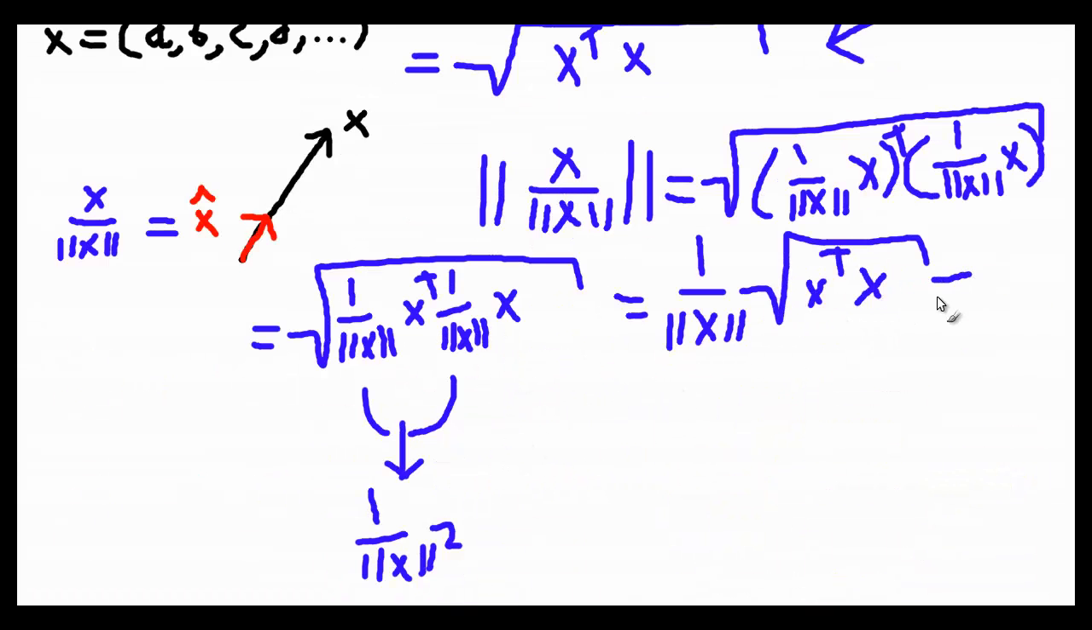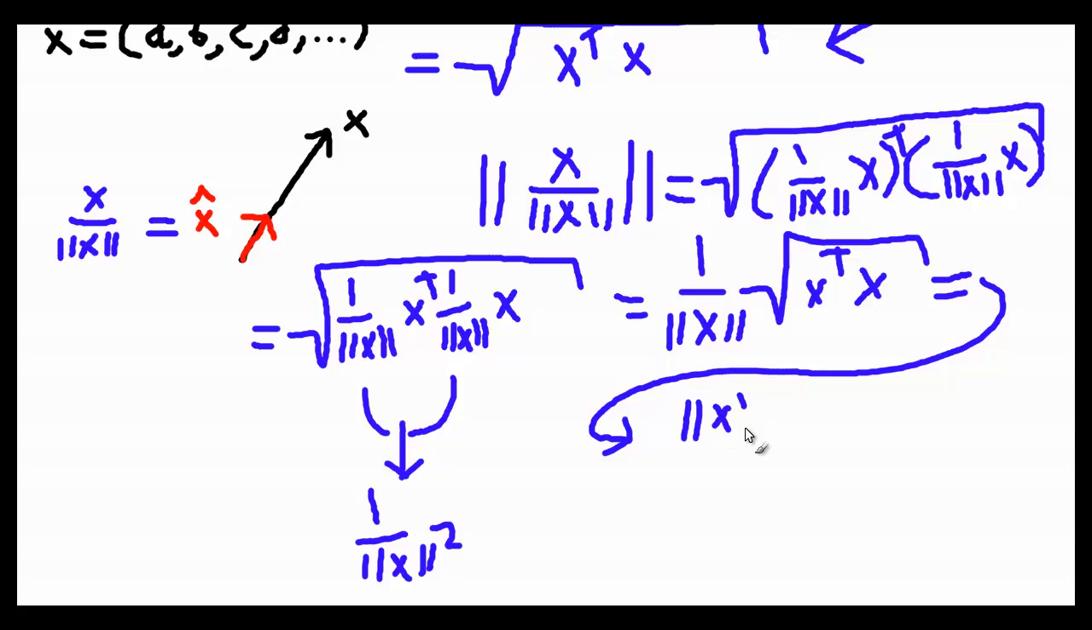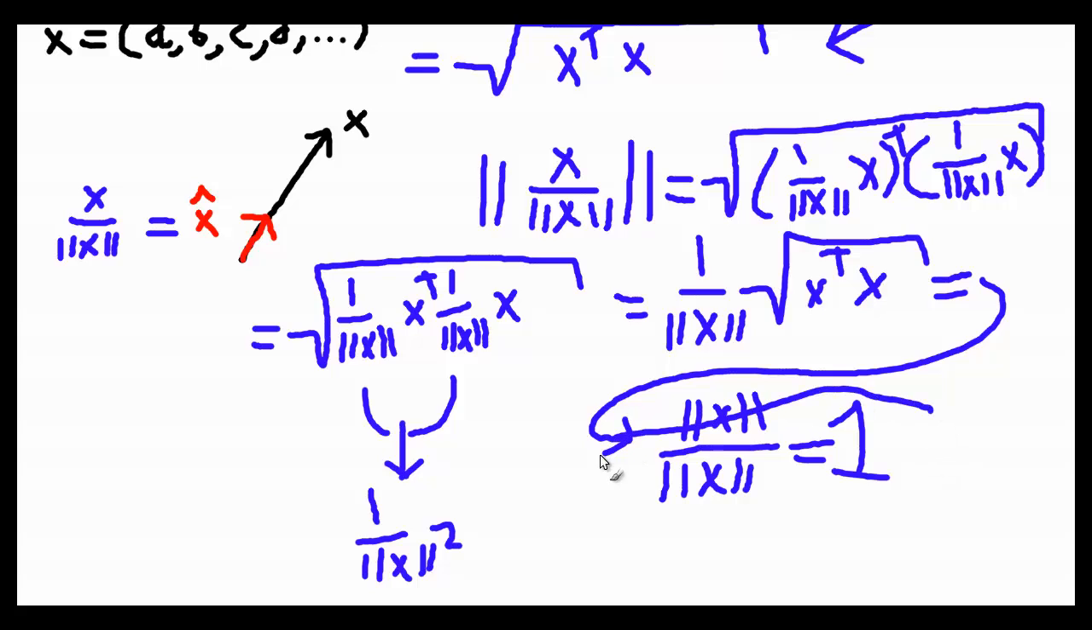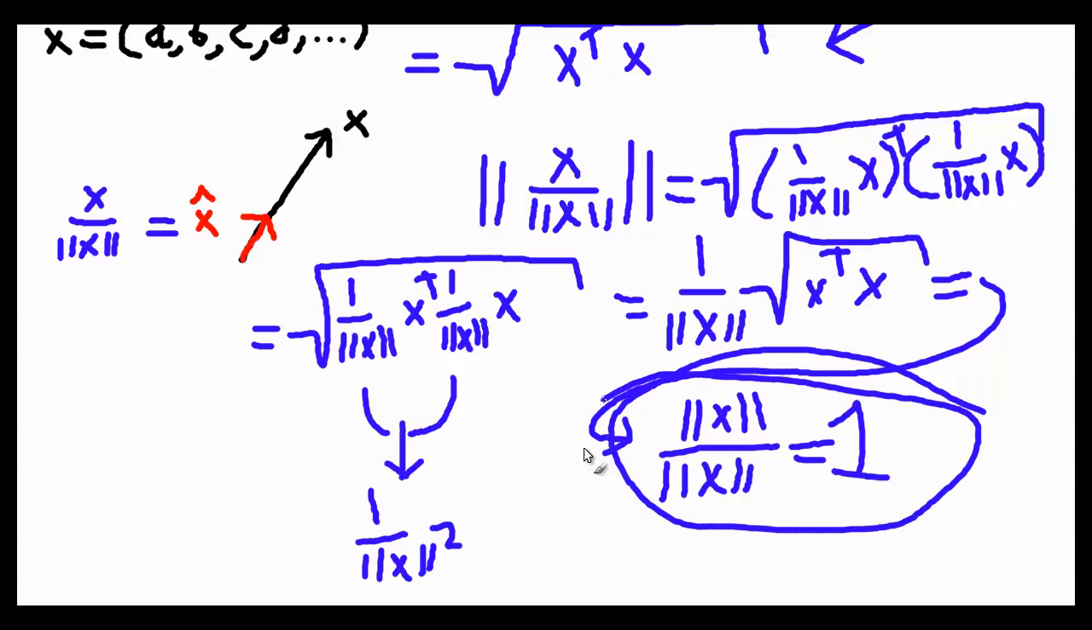So that means that we can simply rewrite this as the norm of x over the norm of x, which is equal to 1. And that's a very nifty, clean proof that gets you a nice little result there: that any unit vector has a length of 1.